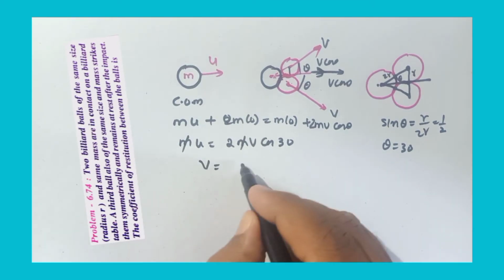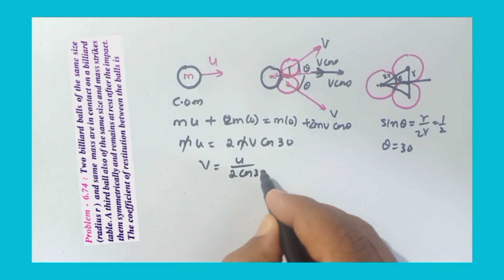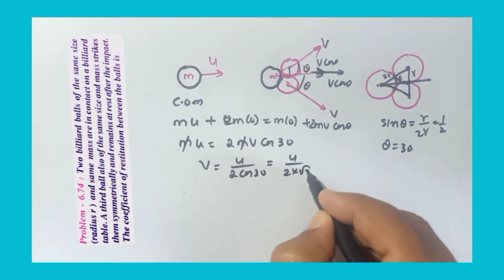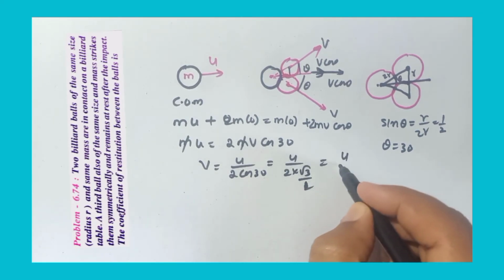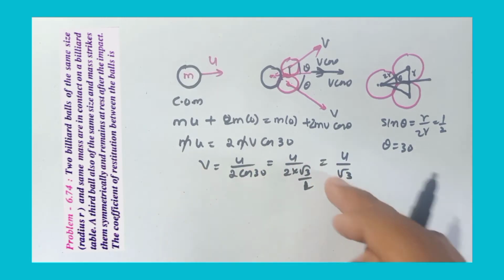So what is v here? v is going to become u by 2 cos 30 degrees, which is u by 2 into root 3 by 2, so your answer is u by root 3. So we got the final velocity as u by root 3.